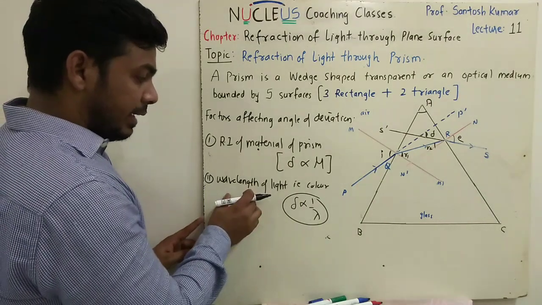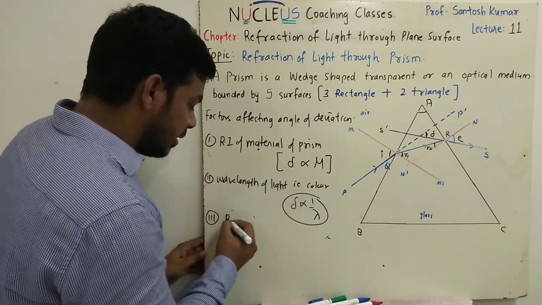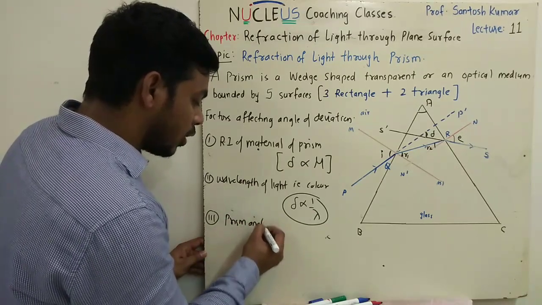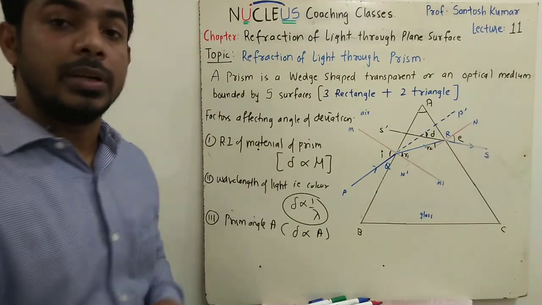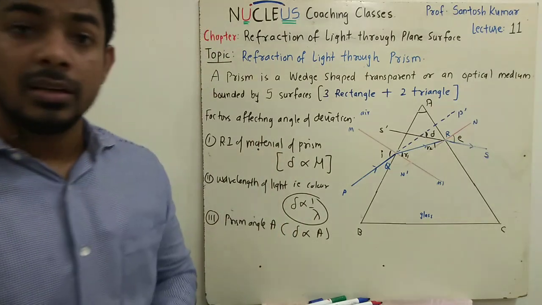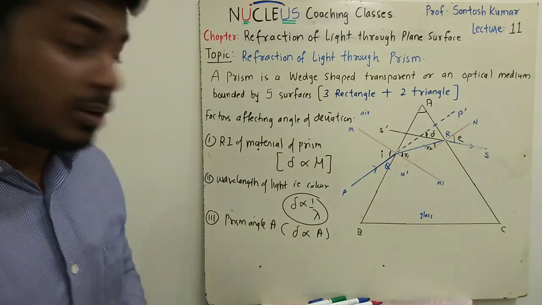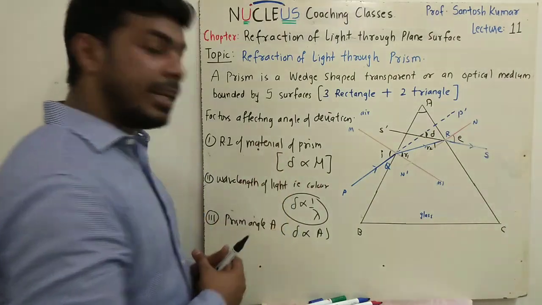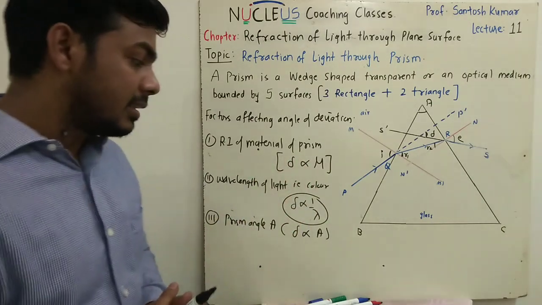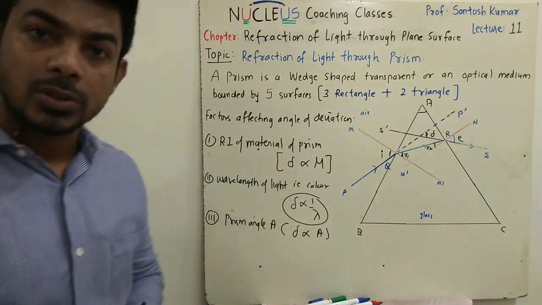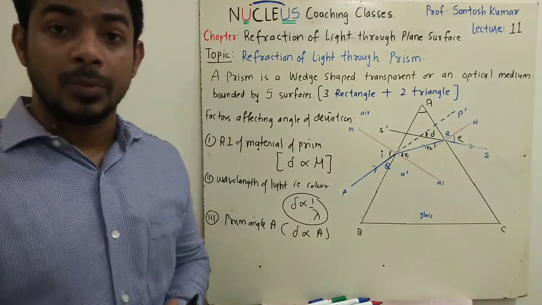So refractive index is one factor, another factor is the wavelength of light, and the third factor is the prism angle. Prism angle I am talking about is A, and the angle of deviation is directly proportional to prism angle A. That means greater the prism angle, greater will be the angle of deviation. So you need to remember the three factors on which the angle of deviation depends. One is the refractive index of the material of the prism, and it is directly proportional to it. Another is the wavelength of light, that is color, and the angle of deviation is inversely proportional to wavelength of light. The third factor is the prism angle, and the angle of deviation is directly proportional to prism angle.